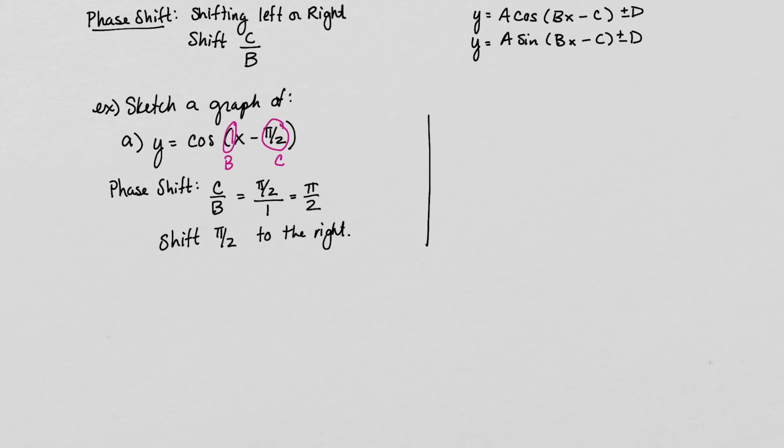So the first thing I'm going to do is draw the basic cosine graph. I'm not going to shift anything. So I've got my basic cosine graph. I know that my basic cosine graph goes out here to 2 pi, that this is pi over 2, this is 3 pi over 2. So that's my basic graph, right? And it has these 5 important points.